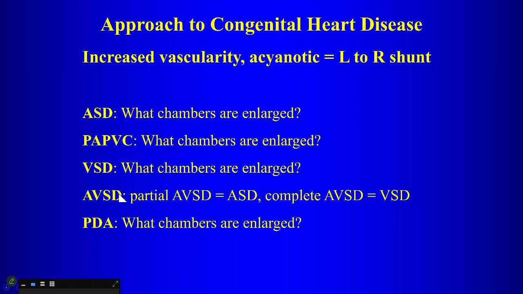With endocardial cushion defects, if you have a partial or mild form of endocardial cushion defect, that can simulate an ASD. If you have a complete endocardial cushion defect that gives you a large amount of shunting, that will simulate a VSD. If you have a PDA, what chambers are enlarged? Left atrium and left ventricle.